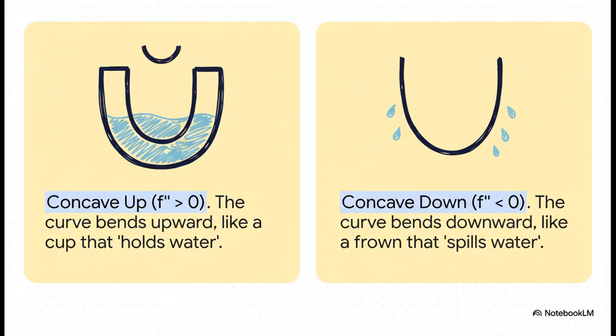And the concept here is actually really simple and intuitive. If the second derivative is positive, the graph is what we call concave up. It's shaped kind of like a cup, ready to hold water. If the second derivative is negative, the graph is concave down, more like a frown that would spill any water you put in it. Understanding this bend is absolutely crucial for getting the final shape just right.